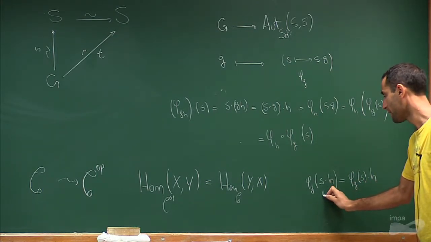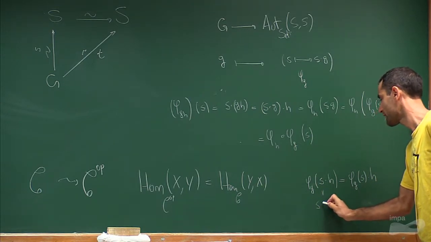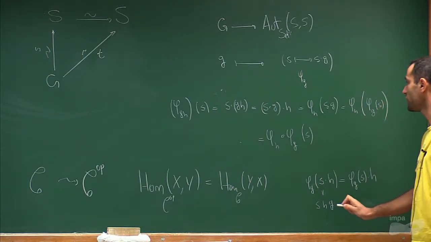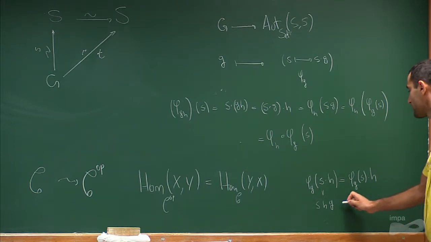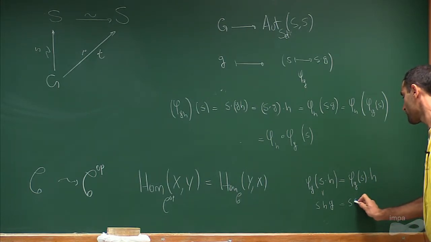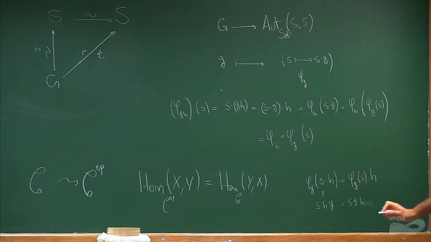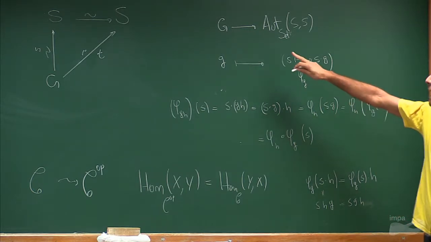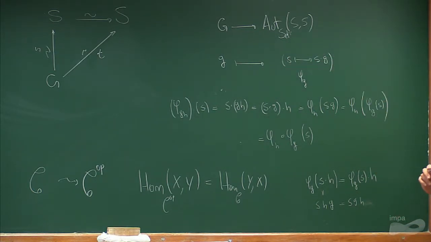Now this, by definition, is S, H, and then G. And this would be S, G, and then H. So this is not... So this map from G to the automorphisms of sets does not give me an automorphism of G torsors. When G is in the center, right, so if the group G, for example, is commutative, then there's no problem.